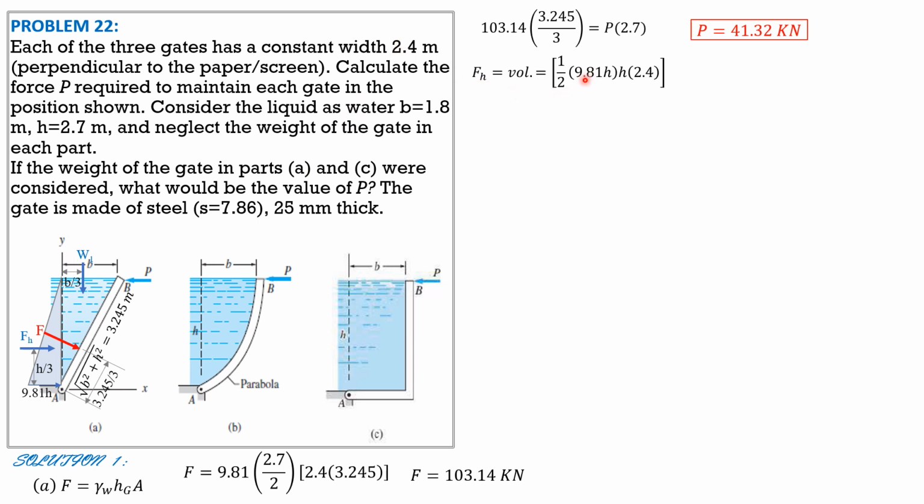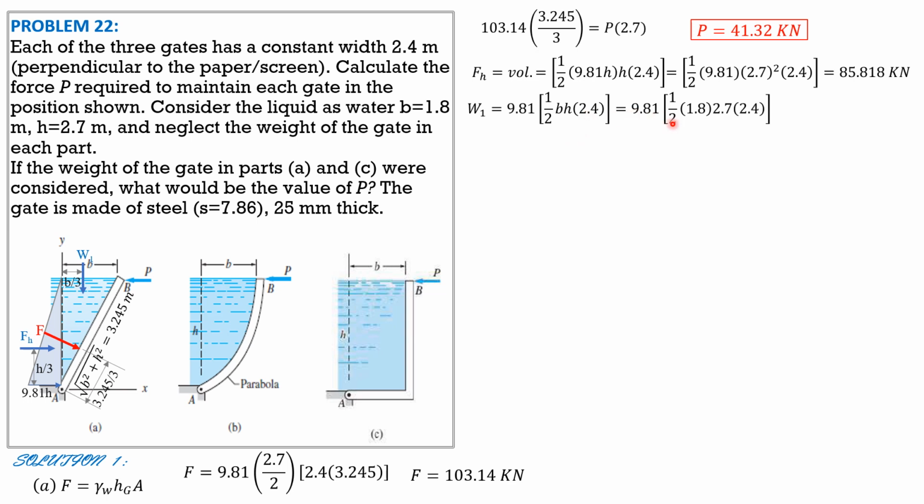So FH is the volume, 1/2 of 9.81 H times H, that's the area of the triangle. Then the width perpendicular to the board, 2.4, makes it volume. So it is equal to 1/2 of 9.81 times 2.7 squared times 2.4, so it is 85.818 kilonewtons. Then weight 1 is equal to 9.81 times the volume, 1/2 of B times H times the width perpendicular to the board. So 9.81, 1/2 of 1.8, height 2.7, width 2.4. So weight 1 is 57.212 kilonewtons.